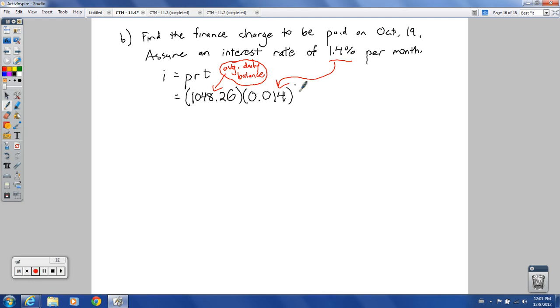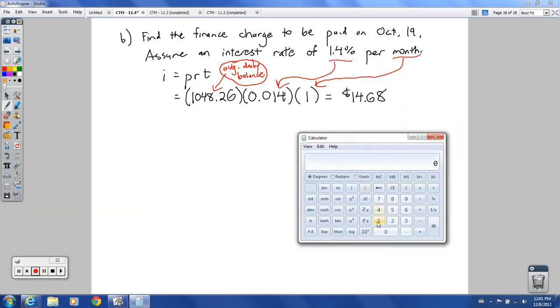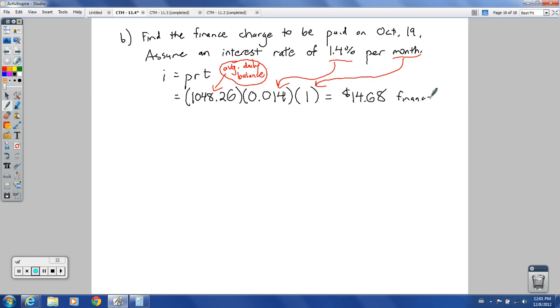And then this is per month, so we have times 1. We have a rate in months. Our time has to be in months as well, so per month, that one goes with that. Multiply this out and you get a finance charge of $14.68. I feel like I want to just double check that a second. So 1,048.26 times, I just need to do 0.014, and there it is. So we round that 6.7, that's a 5, so round it up to the 8 there. So this is the finance charge.